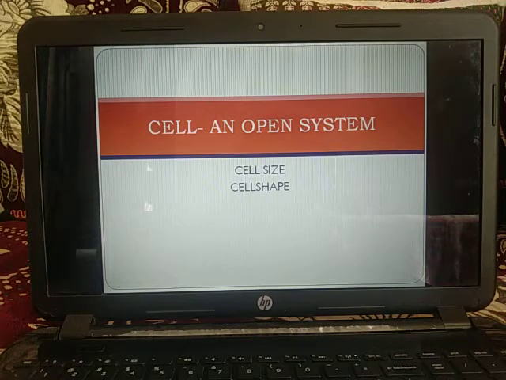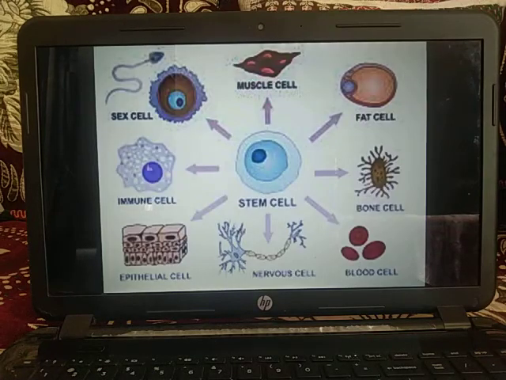It liberates energy as heat and sends out excretions. Now let's discuss cell size and cell shapes. There is a wide variation in the size, shape and activities of the cell.